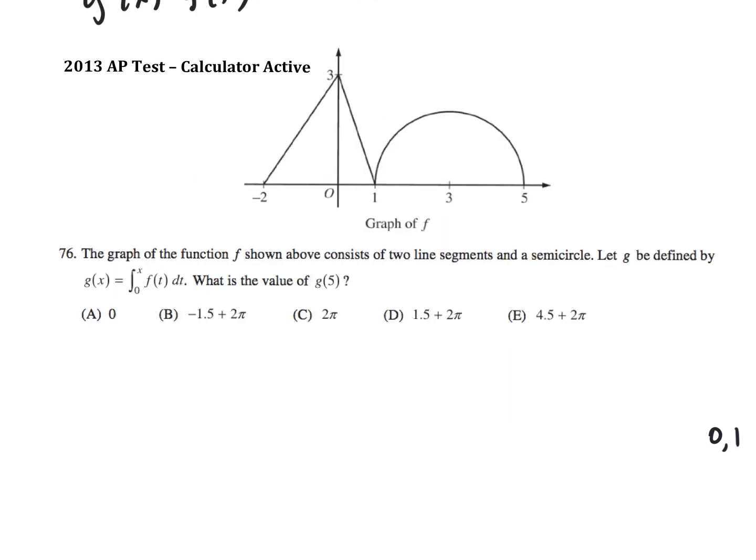Here's the deal. What do we have to do on this guy? They said, hey, what's g of 5? What am I replacing x with? 5. So g of 5 is just the integral from 0 to 5 of f of t. And they gave me a graph of f. So what do I need to do? Find the area from 0 to 5, because they didn't ask for a derivative, right?